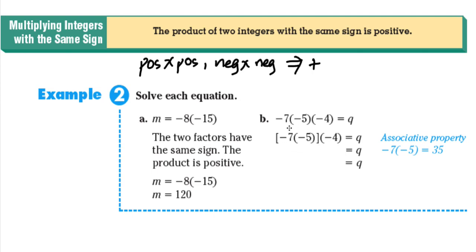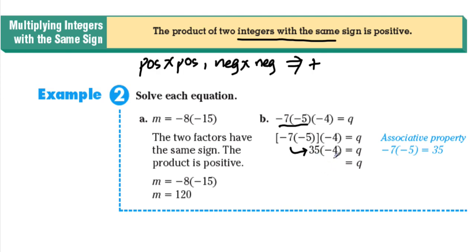Okay? So we have two integers with the same sign, they're both negative, which will result in a positive, which is 35, and multiply that by negative 4. So again, we're only discussing two integers with the same sign. In this case, negative 7 and negative 5 have the same sign. It gives you positive 35, and simply bring down negative 4.